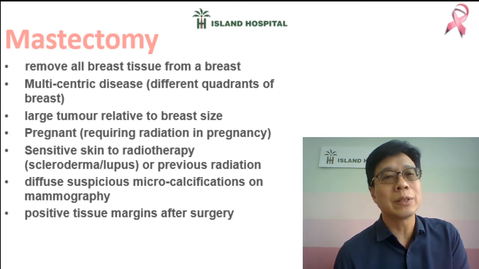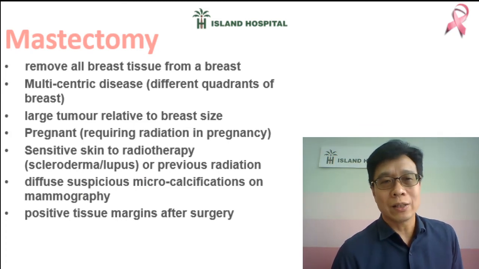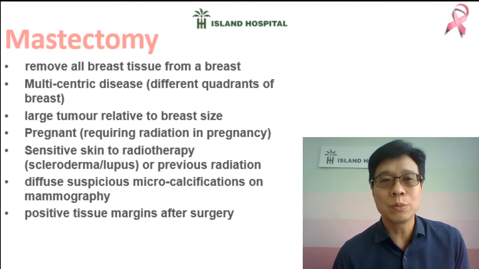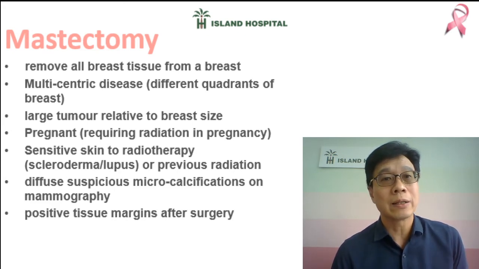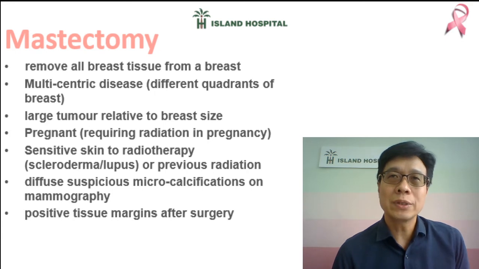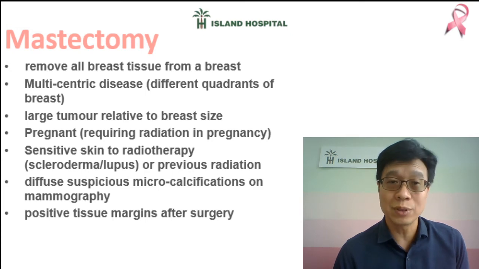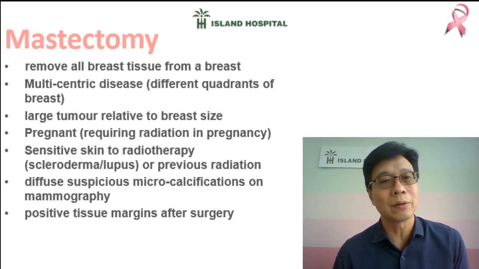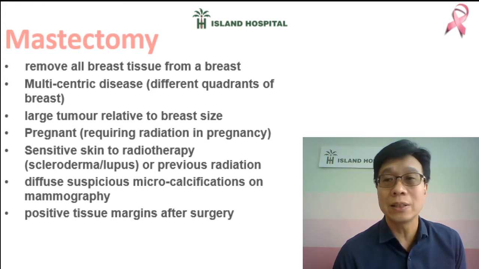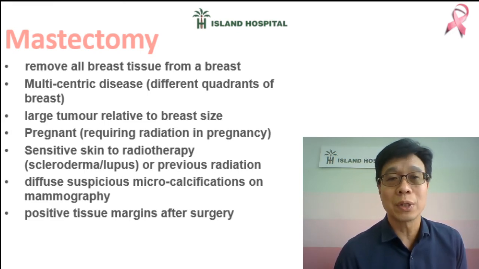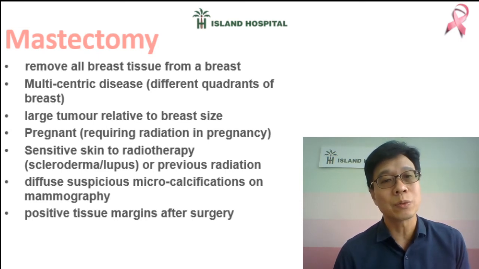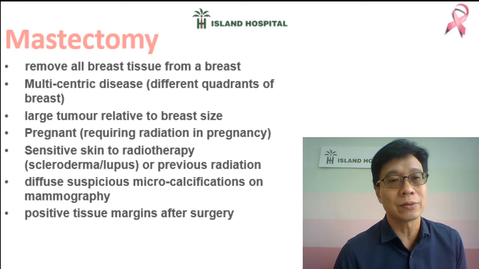A word about mastectomy. If a tumor is very large, or there are multiple tumors in different parts of the breast, then the breast has to be removed totally. And that's what we call mastectomy. In patients where radiation is not possible, for example, in a pregnant lady, or in patients who have sensitive skin to radiotherapy, we cannot offer breast conservation surgery, because if we do not remove the entire breast, they must receive radiotherapy. So that is one of the conditions for breast conservation surgery.